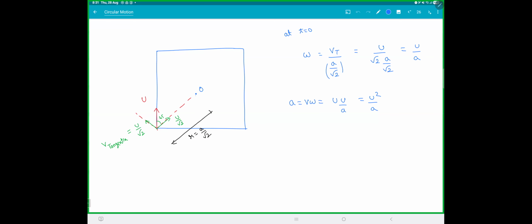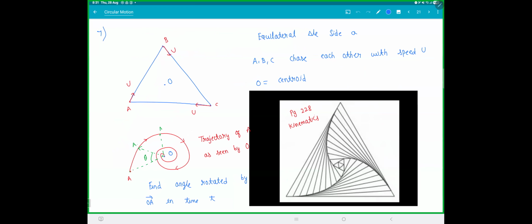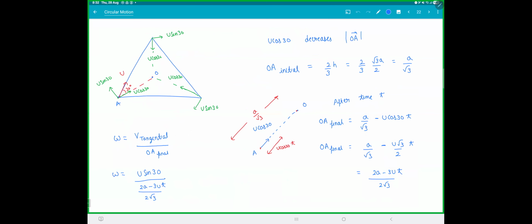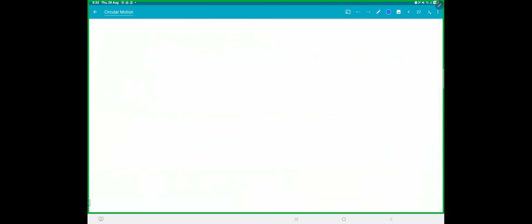Yeah. So last thing that we did was this spiral. Great. So let's go ahead. Next thing, we will define something called angular acceleration. So till now we have defined theta, omega, and then this is the angular acceleration. So angular acceleration is nothing but rate of change of angular velocity.